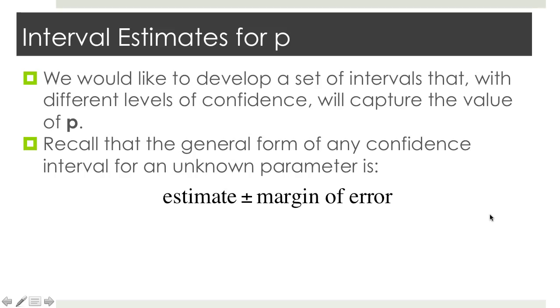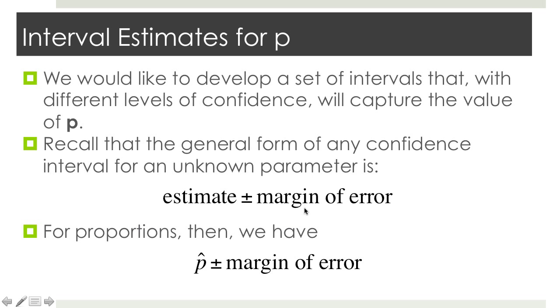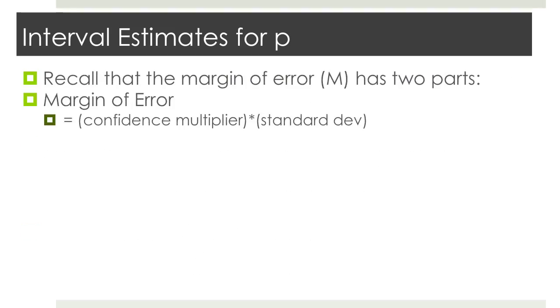From the previous video, we know that the general form of any confidence interval is going to be our point estimate plus or minus our margin of error. So for proportions, our confidence interval is going to look like P hat, which is our point estimator, plus or minus some margin of error. What we have to do now is establish what this margin is.